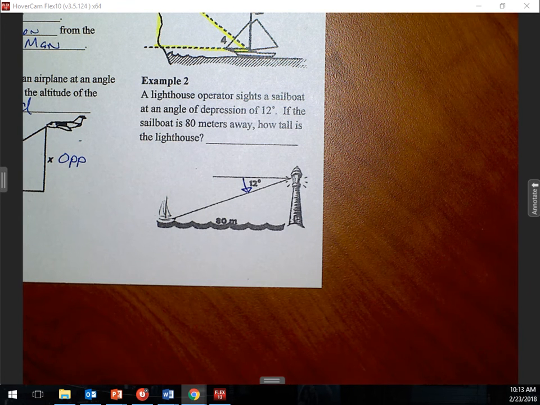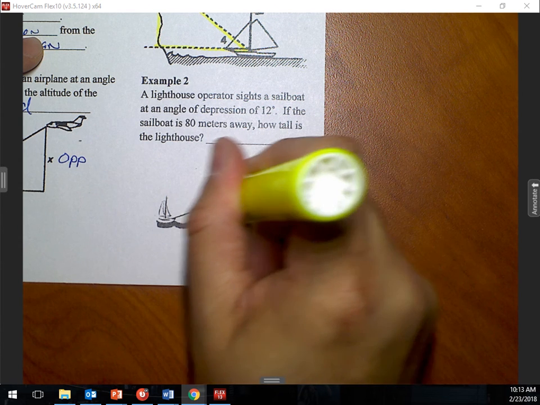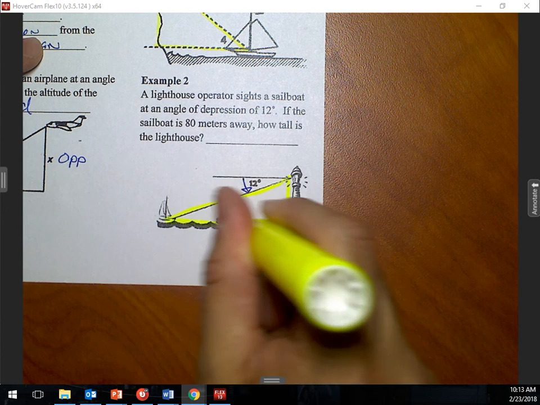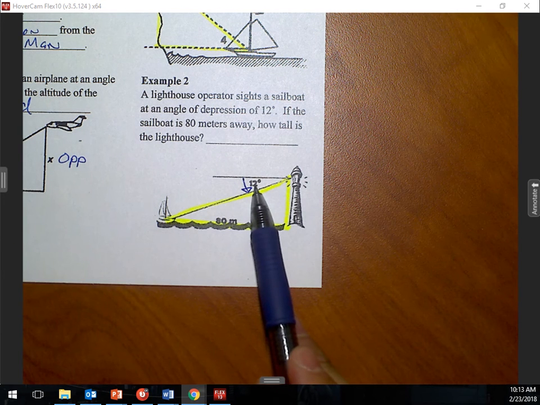Now, this is where it comes into play about knowing about my alternate interior angles. So if I were to draw my triangle, I'm going to draw the triangle I'm going to use. It's going to be right here. That's my right triangle, isn't it? Okay, so where else can this 12 go?